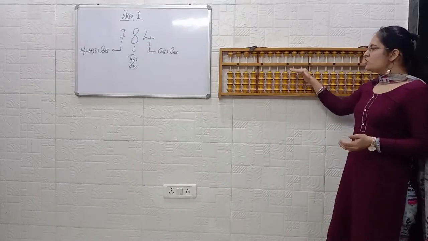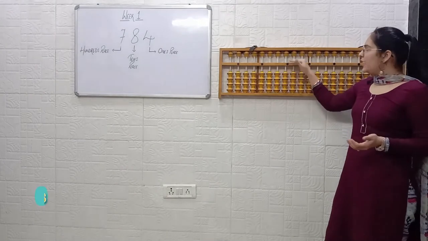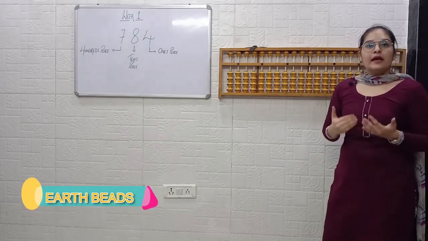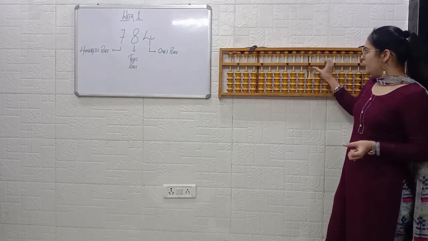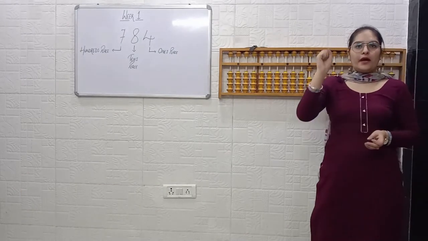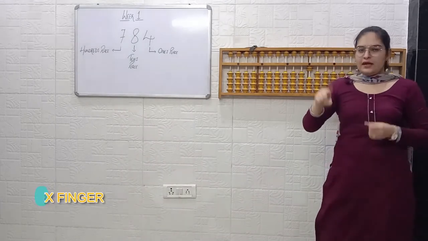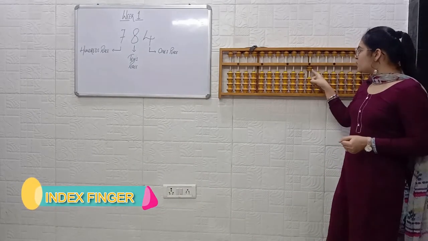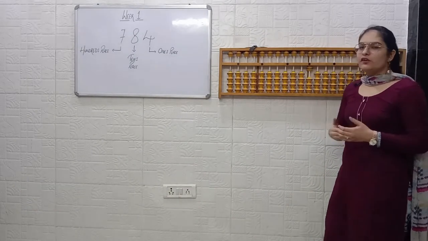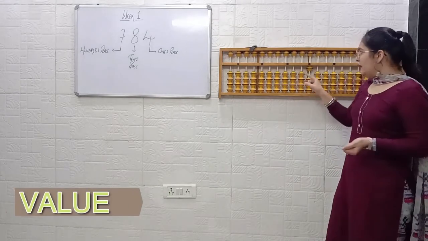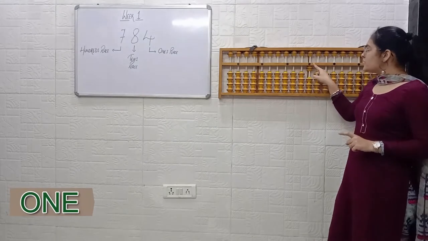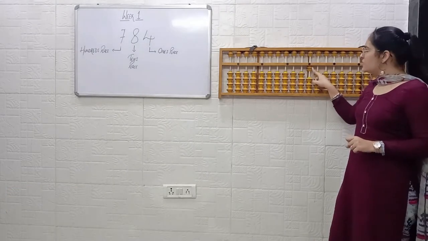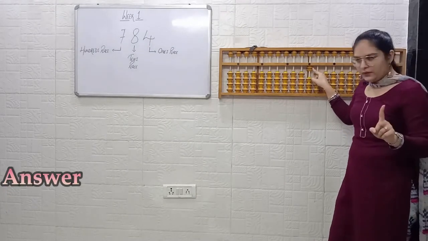So the beads which are downwards are earth beads and the beads which are upwards are heaven beads. If this bead is touching the value bar, you will read it by using your index finger. As I have told you, the beads which touch the value bar will give you a value. And the value of earth bead is 1. So, 1 bead is touching the value bar. So, answer is 1. Okay.